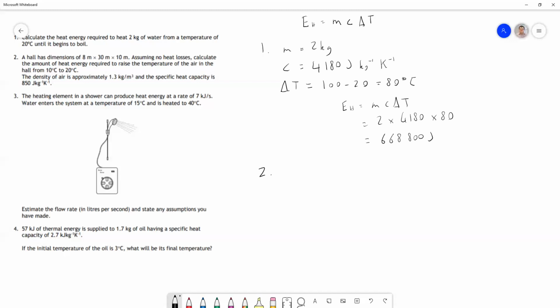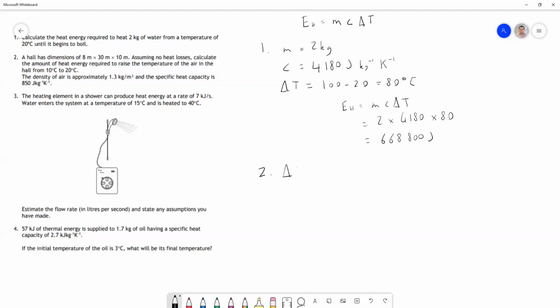Question 2 is a bit trickier. If the hull has dimensions of 8 times 30 times 10, assuming no heat loss, calculate the amount of heat required to raise the temperature of the air in the hull from 10 to 20 degrees. The density of the air is 1.3 kilograms per meter cubed, and specific heat capacity is 850 joules per kilogram per degree Kelvin. So there's some things we recognise in there that we'll see within our formula, and some things that we don't. So let's start writing down a couple of things that we do know.